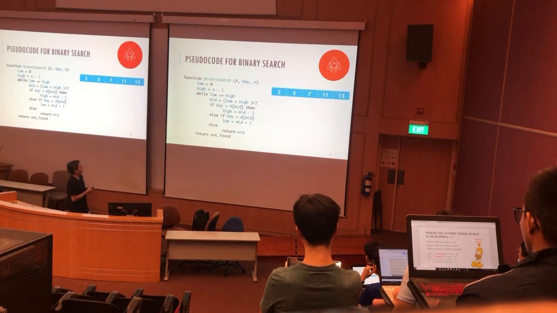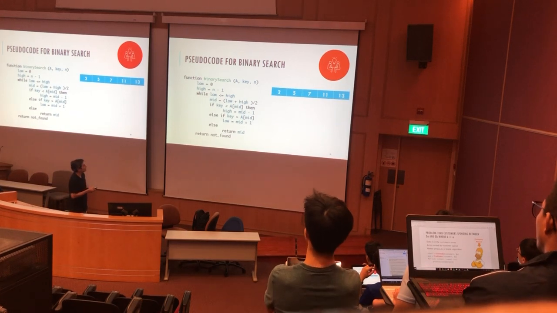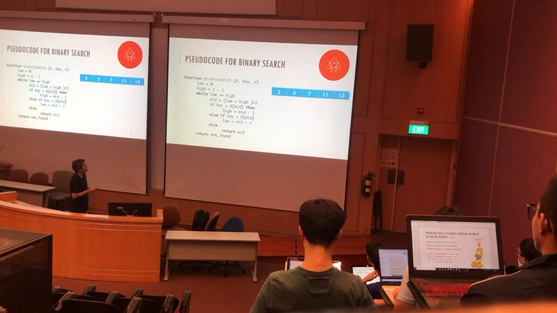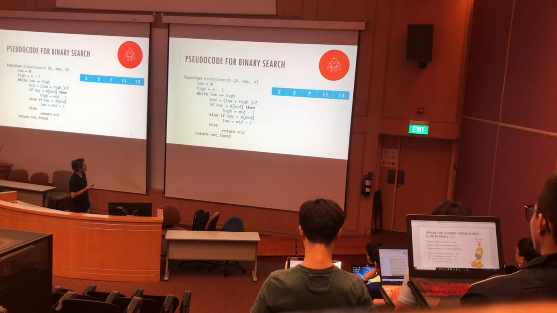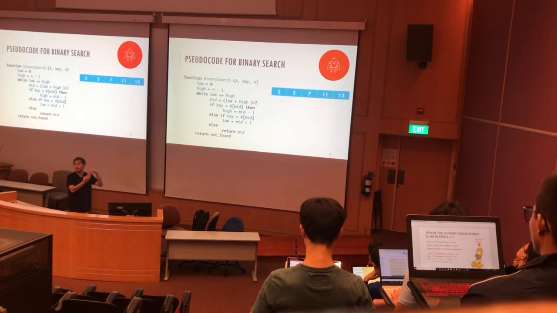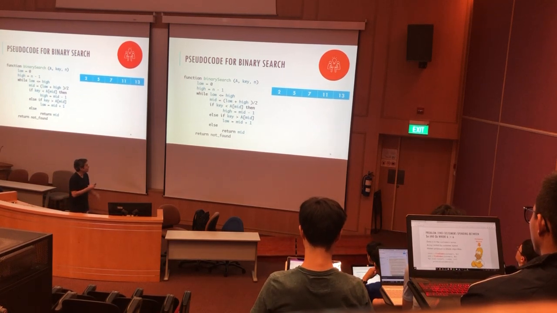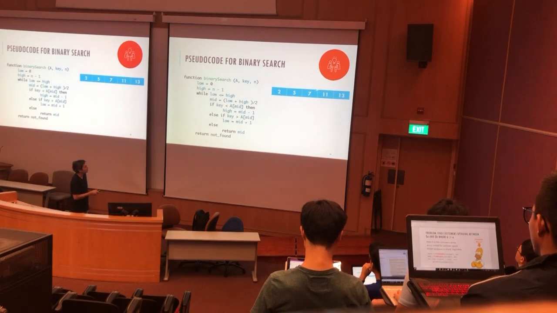It does what you expect. You first set low to 0 and high to n minus 1. Imagine this is your array A. Then you loop while low is at most high, and get the middle point, which is just low plus high divided by 2. And you check: if the key is less than the middle point, then you reset your high value to 1 less than the middle point, because you know the middle point isn't the right answer. If it's bigger, then you set low to the middle point plus 1, on the right side.